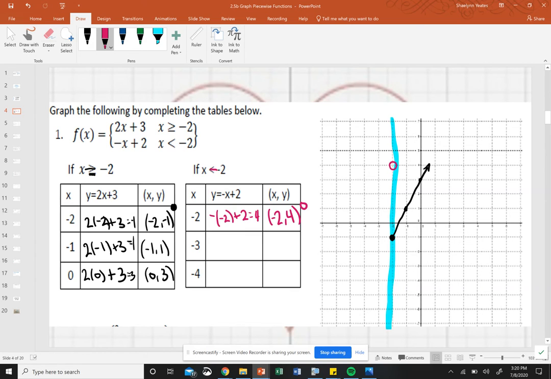Okay. Then I'm going to plug in -3. So this is going to be -3 plus 2 equals 5. Then I'm going to plug in -4. So this will be -4 plus 2 equals 6. So this was -3, 5, -4, 6. So this one looks something like that-ish. Okay, and that's my whole graph for that one.